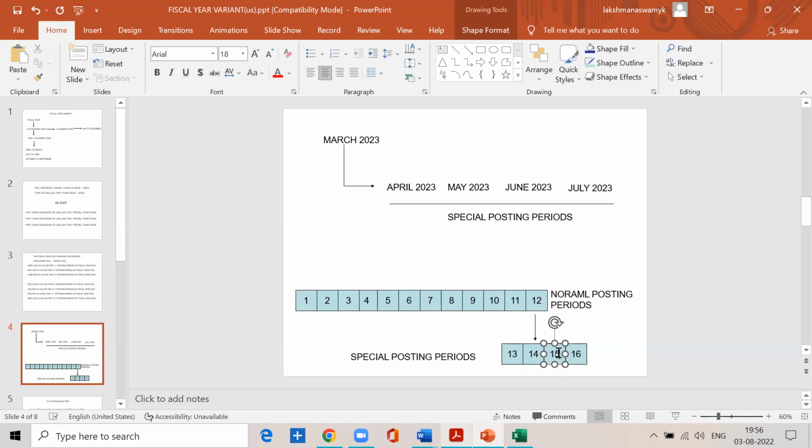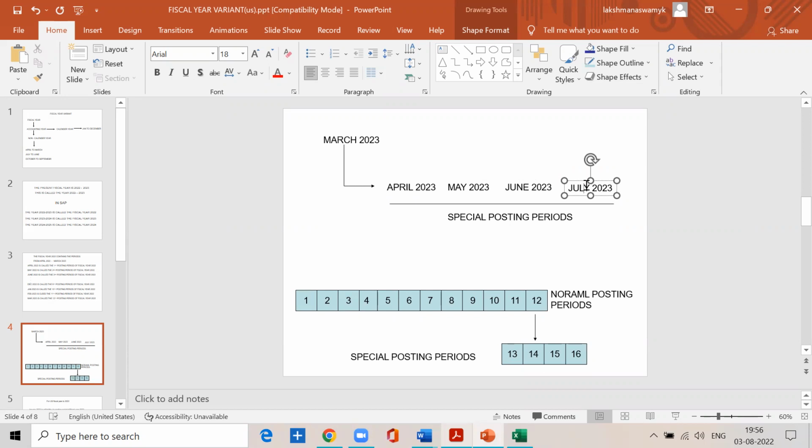If you want to have only one special period, you can post adjustments up to 30th April 2023, after the close of the fiscal year. If you want to have two special periods, you can post adjustments up to 31st May 2023. If you want to have three special periods, you can post adjustments up to 30th June 2023. Then, if you want to have four special periods, you can post adjustments up to July 31st, 2023, in the case of 2022 fiscal year. So the number of special periods you want to have determines the time frame for which you can post adjustments.